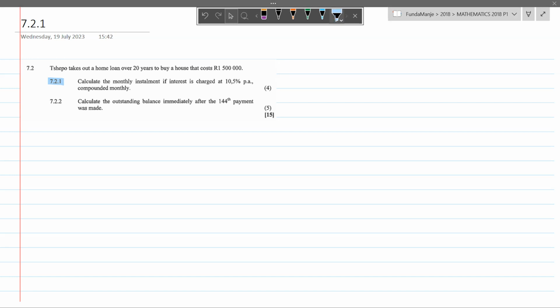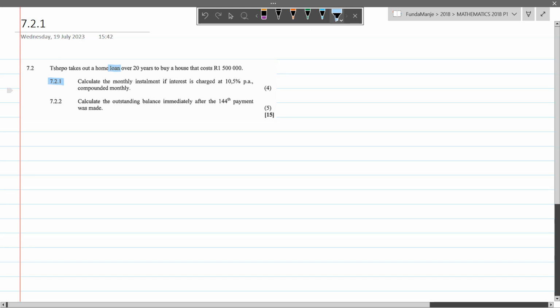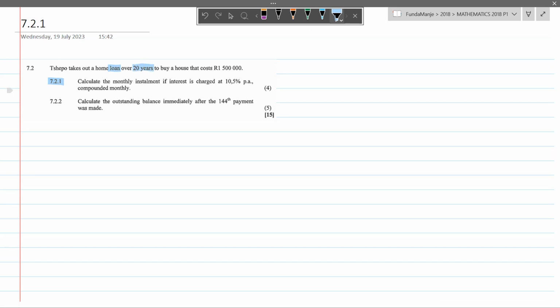So here, highlighting our key information, we have it takes out a loan. That's important. And it takes 20 years, so over 20 years to pay back, to buy a house that costs 1.5 million. So that's the value of the loan. Calculate the monthly installments if interest is charged at 10.5% per annum compounded monthly.